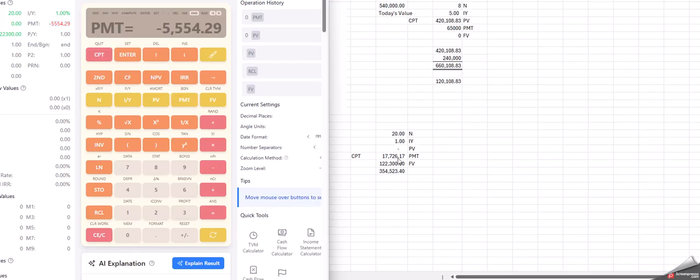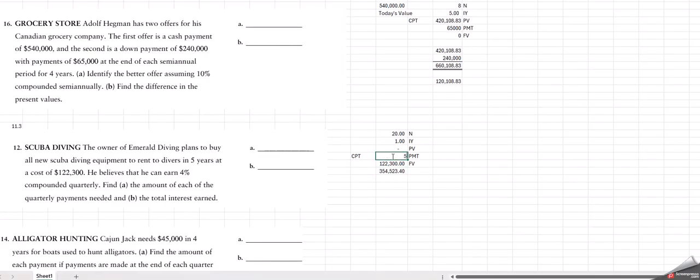That's better. Okay, sorry. So see, I had a value in my present value. I didn't zero it out. So $5,554.29. Now that seems high as well. I feel like I'm doing something wrong with this one.